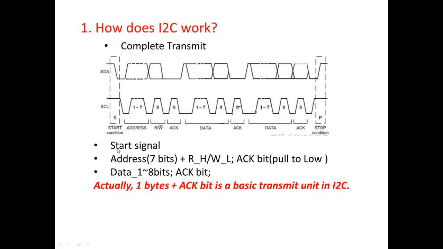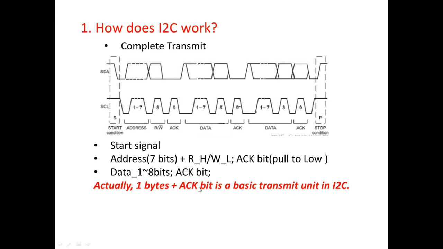So we summarize. The start signal is first, and then the 7-bit address and the command bit. Read is high, write is low, and the acknowledge bit is pulled low. This acknowledge bit is from the I2C slave, no matter reading or writing. For the real data, if it is reading, the acknowledgement is from the host. If it is writing, the acknowledge bit is from the slave.